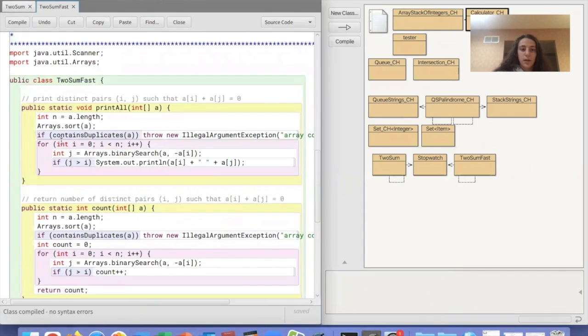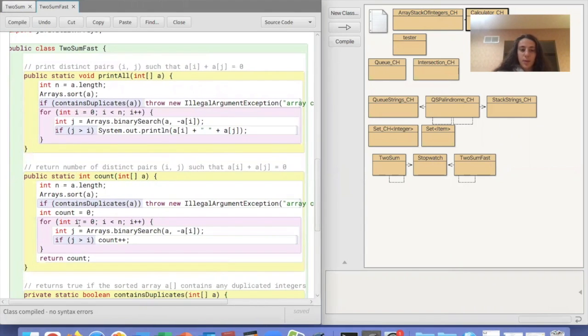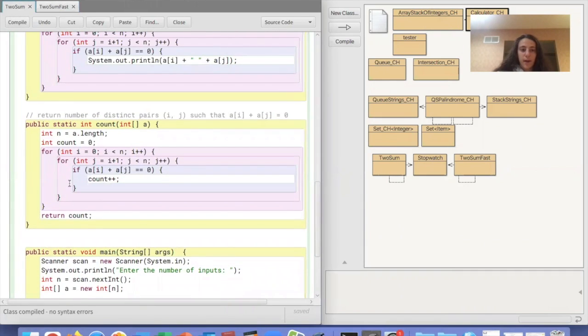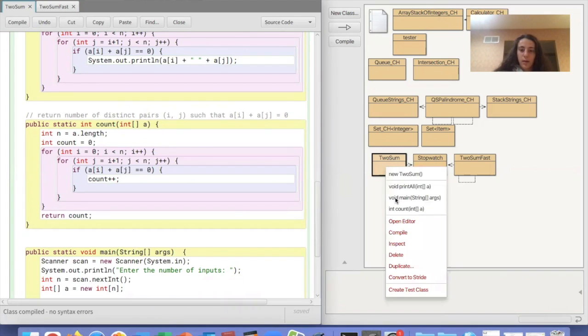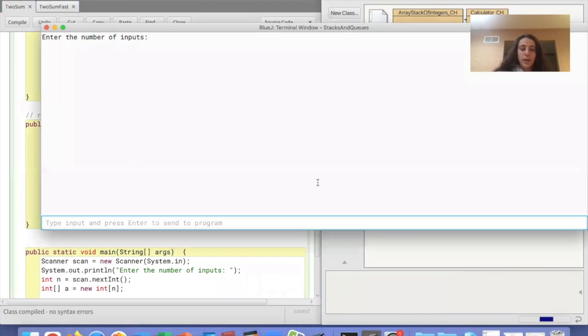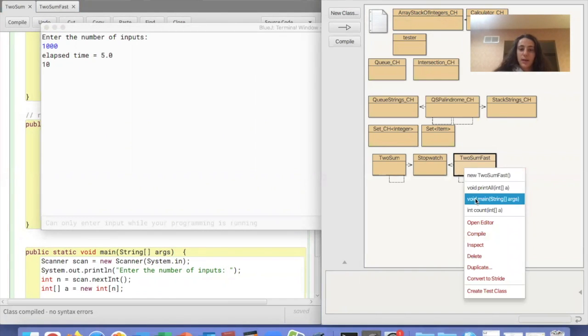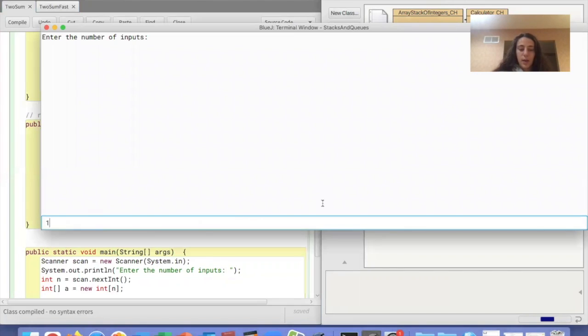So here is the count method that finds the pairs for twosum fast, and here is the count method that finds the pairs for twosum. And so if we run twosum, we as the user get to choose the number of inputs. So if we choose 1,000, then the elapsed time is 5 milliseconds for twosum, and for twosum fast, if we choose the same number of inputs, 1,000, the elapsed time is only 1 millisecond.